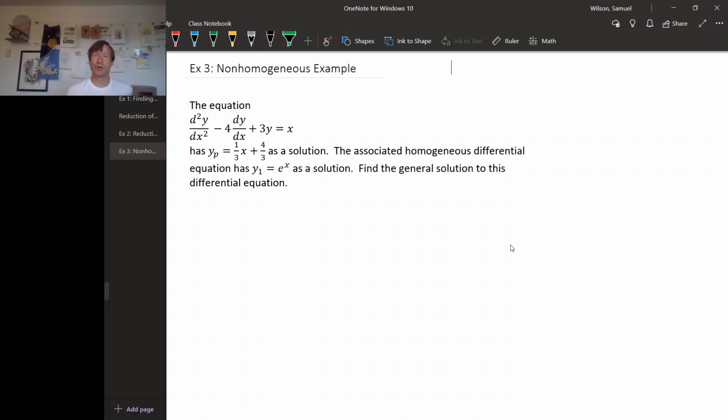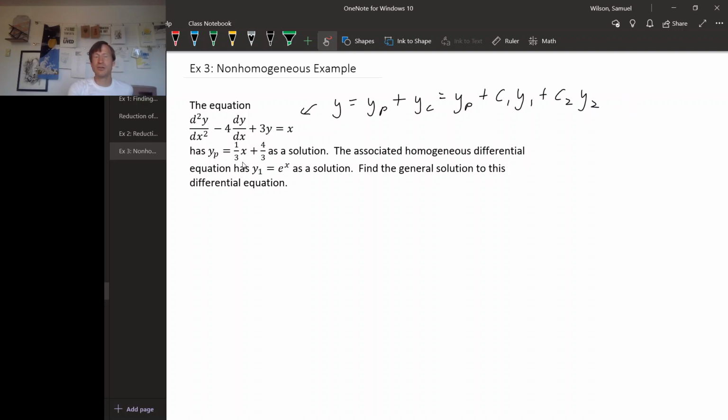Let's use reduction of order to write the general solution for a non-homogeneous second-order linear equation. So here is such an equation, and remember, in general, the general solution to a non-homogeneous second-order linear differential equation is going to be a particular solution plus our complementary function, which is some linear combination of our fundamental set. So C1y1 plus C2y2.